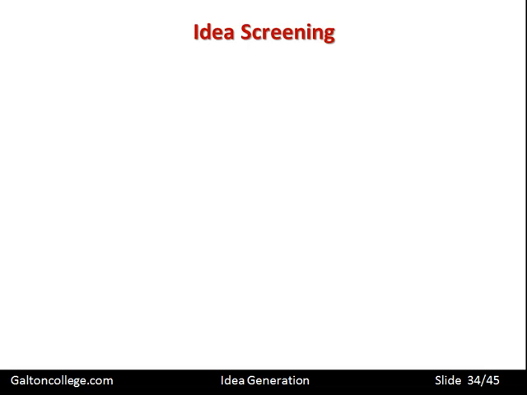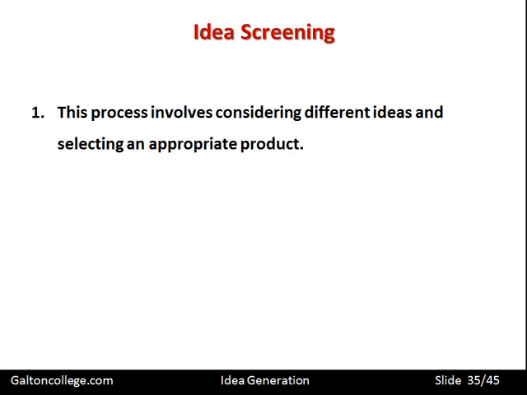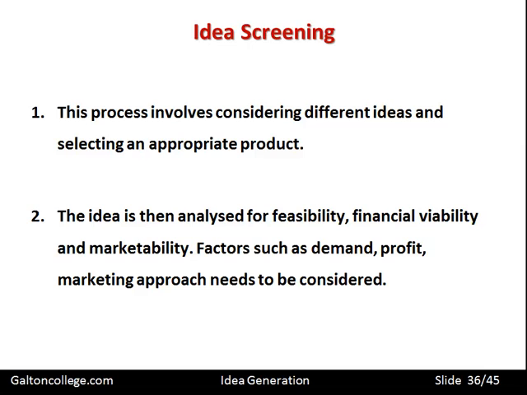Now, idea screening, well, here this is the process that involves considering different ideas and selecting an appropriate product. Sometimes people have many ideas. Now it's important to screen them to see which one the company should deal with. The company can't deal with all of them. There are too many ideas. Let's just focus in on one. So it's a screening process.